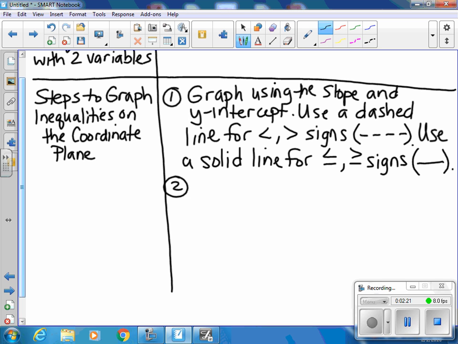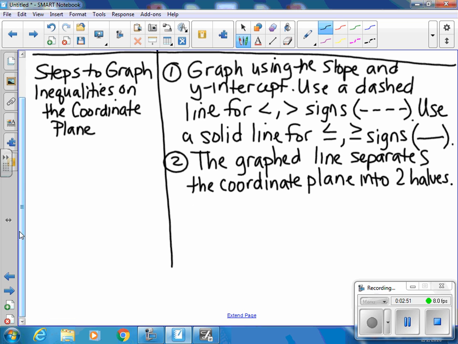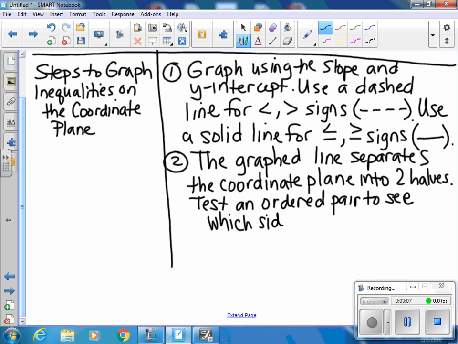Then the second thing that you have is the graphed line. So now that you've got your line drawn, it separates the coordinate plane into two halves. No matter what kind of line is drawn, it's now split into two halves. And at this point, you can test an ordered pair to see which side to shade. This is known as a test point. Basically, you're going to graph your line first, and then you can test a point to see if you're supposed to shade on that side, and if not, the other side.